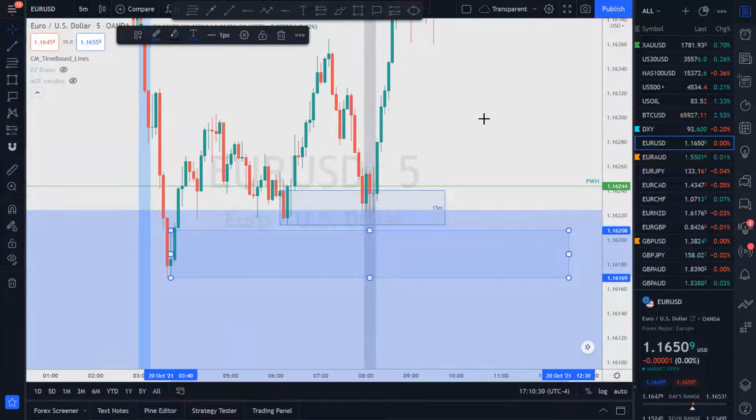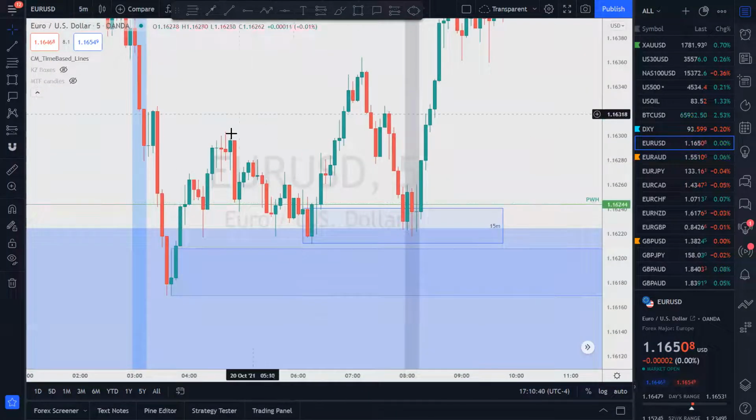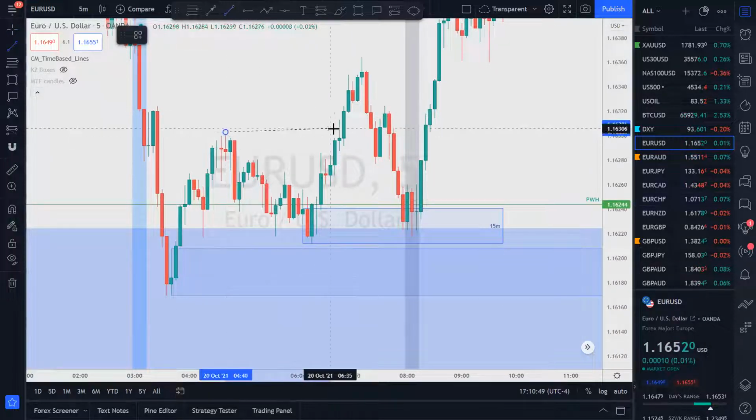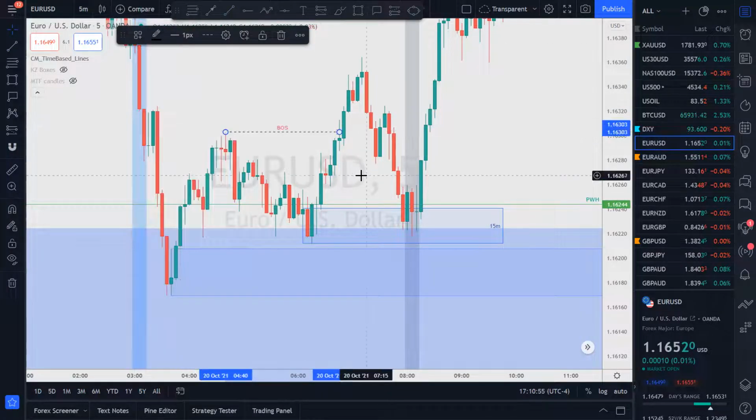All right, so if price does come back, if we're in New York, I have two places that I'm watching, here and here, for price to maybe reverse. All right. Now, as price made this higher high, I'm not looking at it as a higher high on this time frame. I'm looking at it as a break of structure. So I'm marking it as such, right? There you go.